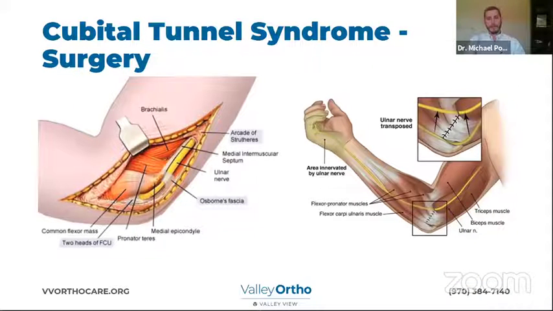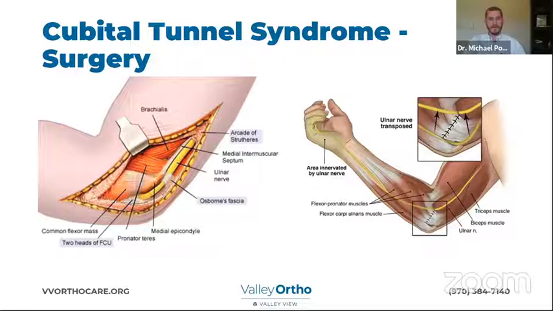So surgery for cubital tunnel syndrome has a lot in common with surgery for carpal tunnel syndrome. It's similarly done as an outpatient procedure. It involves a small incision on the medial side of the elbow, on the inside of the elbow, where the nerve is. And as you can see highlighted in that diagram on the left, there are several common sites of compression where that nerve runs past the elbow.